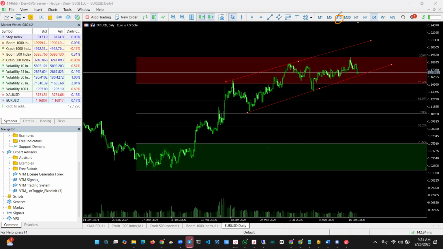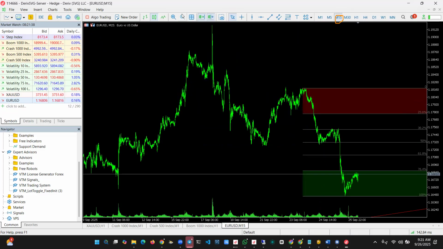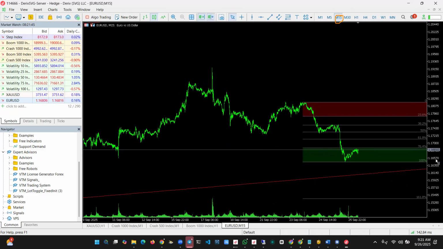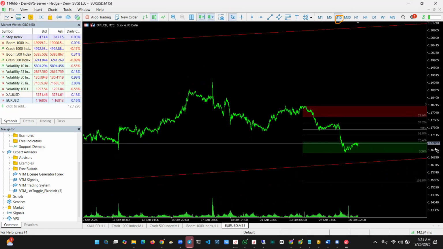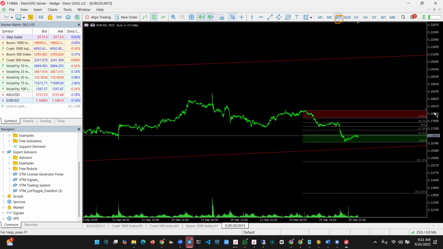Do you understand? Now, let's go to the 15-minute time frame. This is our 15-minute time frame, right? Believe you me, the support and resistance line you drew will also reflect here, okay? You can see it here.